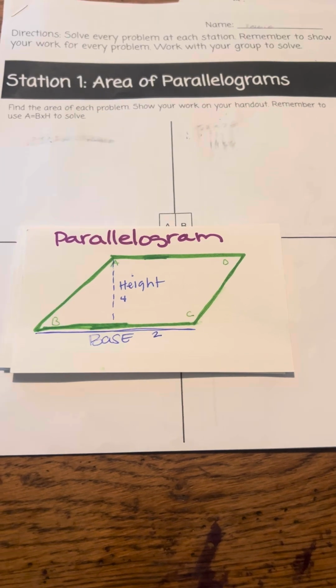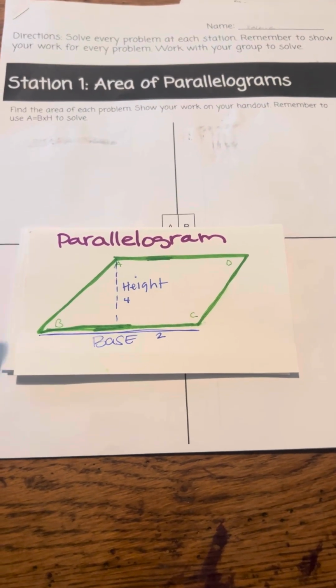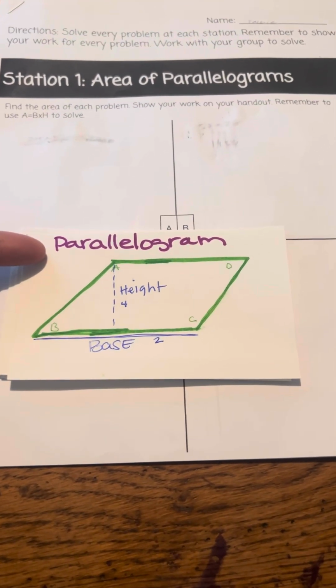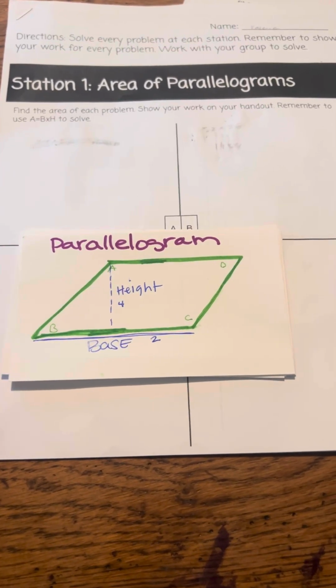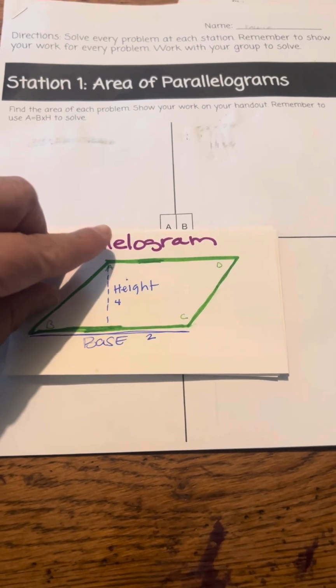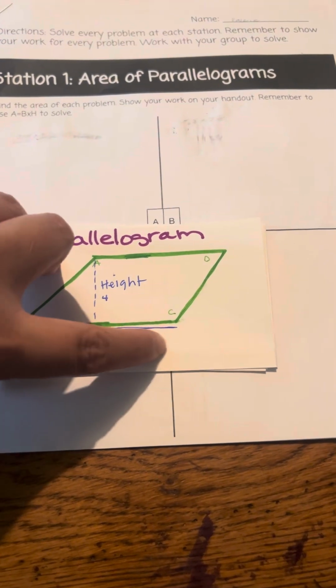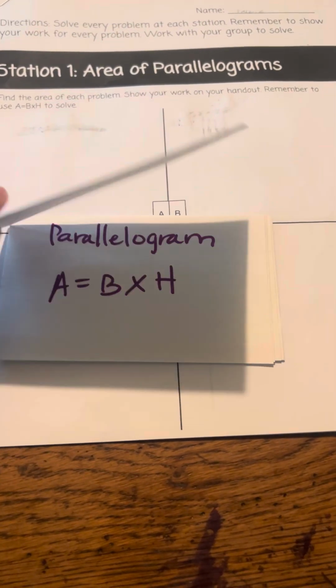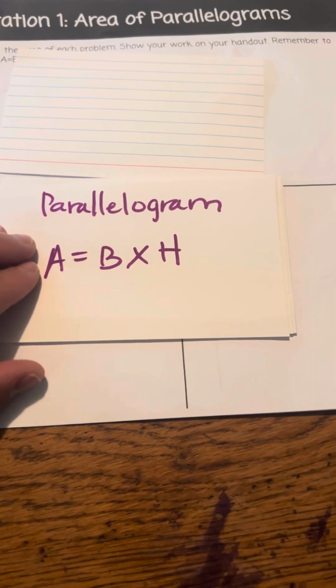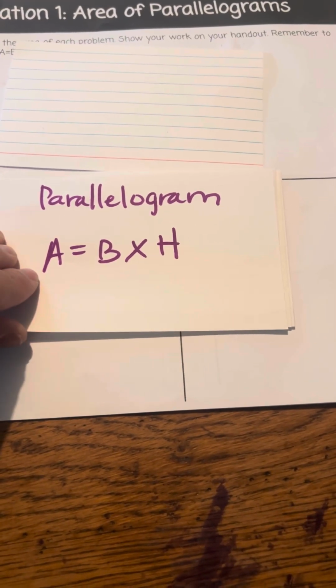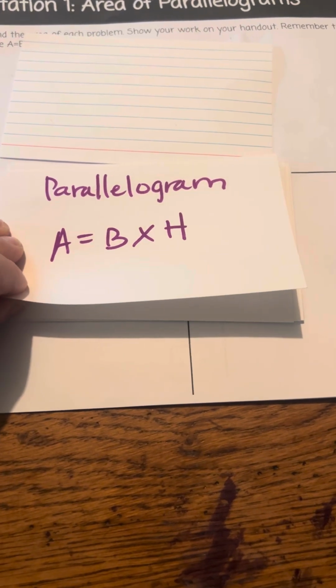Steps to the mini lesson: like I mentioned, have students write what a parallelogram is. So here we have the shape, and then write down where the height is, where the base is, and after that we will have students write down the formula of a parallelogram, which is area equals base times height.